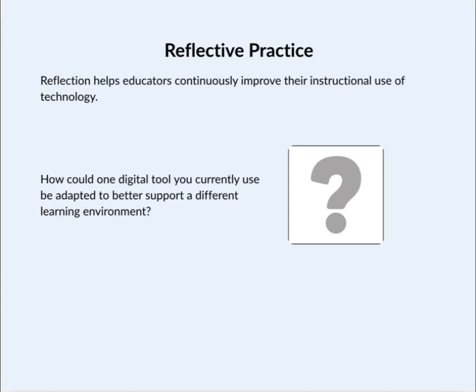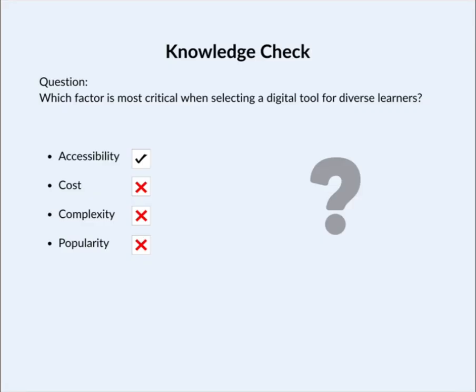Let us now assess understanding through a brief knowledge check. Knowledge check. Consider the following question. Which factor is most critical when selecting a digital tool for diverse learners? Accessibility, cost, complexity, or popularity? The correct response is accessibility, as it ensures all learners are meaningfully engaged with instructional materials and activities. This reinforces the importance of inclusive design when integrating technology.